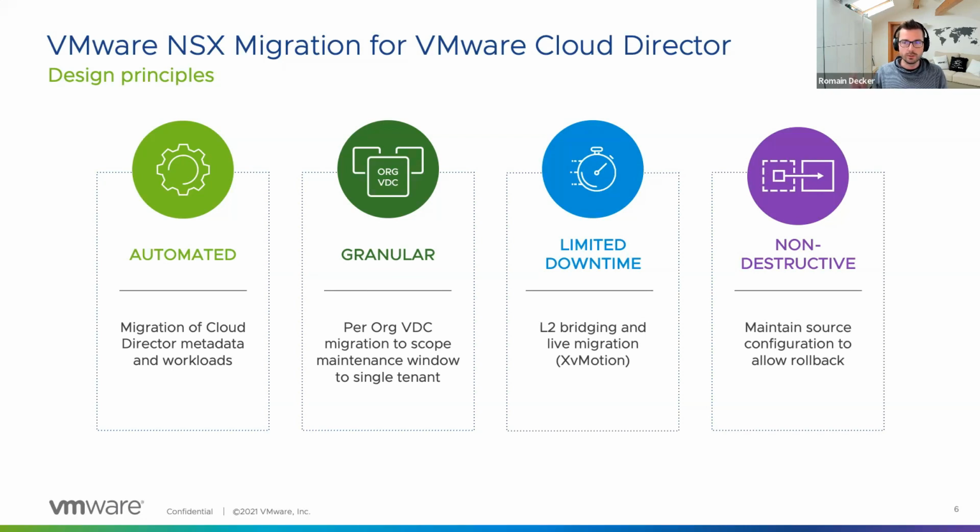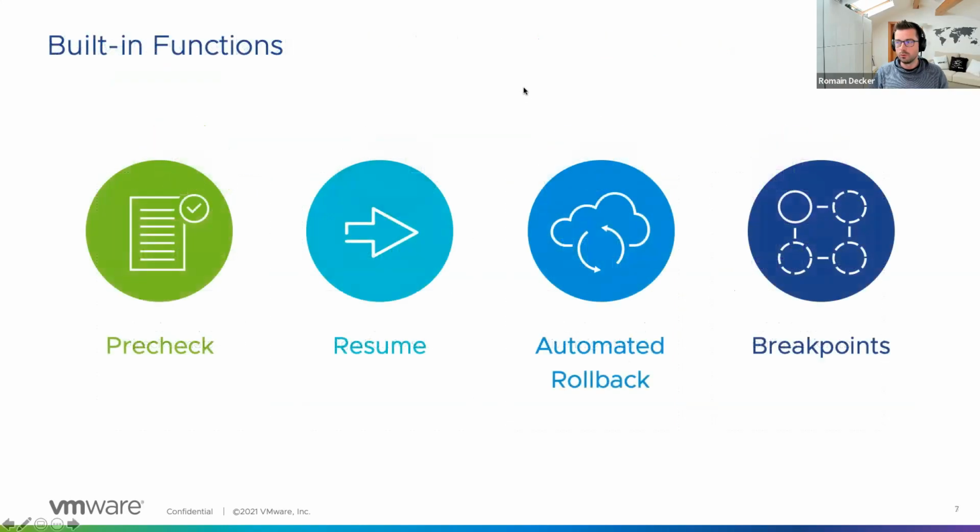And it's granular. So the unit of the migration is the org VDC. You can migrate up to 16 org VDCs in a single migration phase, but it's still granular. And it's non-destructive, which means that at the end, if you're not happy with the result, you can automatically roll back. The 5th design principle is that we made the tool robust and safe.